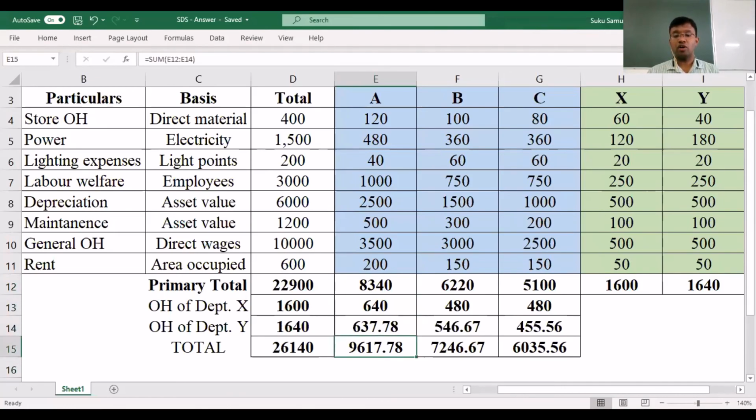So this is the share of the overhead that has been distributed between the three production departments, A, B, and C. Now, this is the overhead amount that has to be recouped, that has to be recovered from the services and the activities that have been carried out.